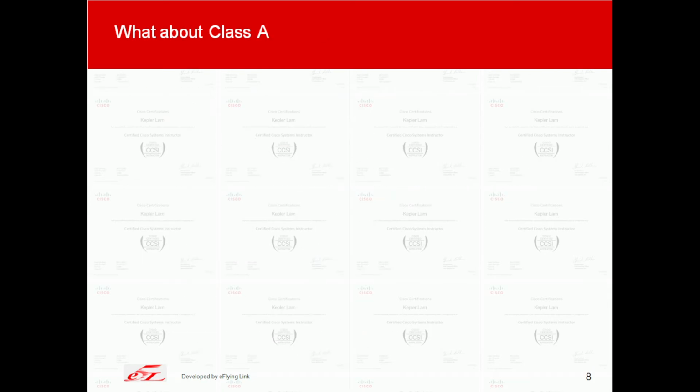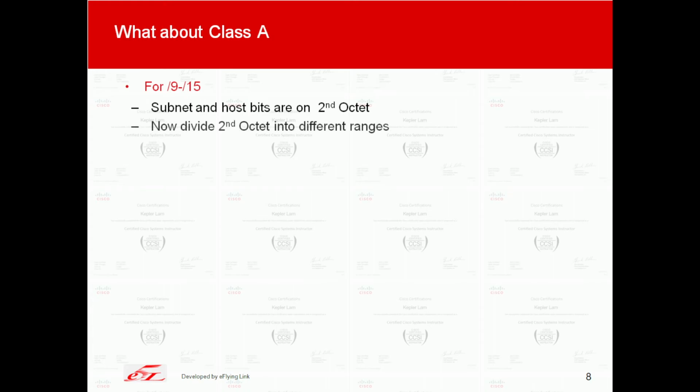Finally, we move to the case for class A. Once you understand class B in the previous slide, you shouldn't have problems understanding the case for class A. I will just discuss the case for /9 to /15. I tell you that is really unusual. You will see why. Now you will have the subnet and the host bits in the second octet. That means right now we divide the second octet into different ranges.